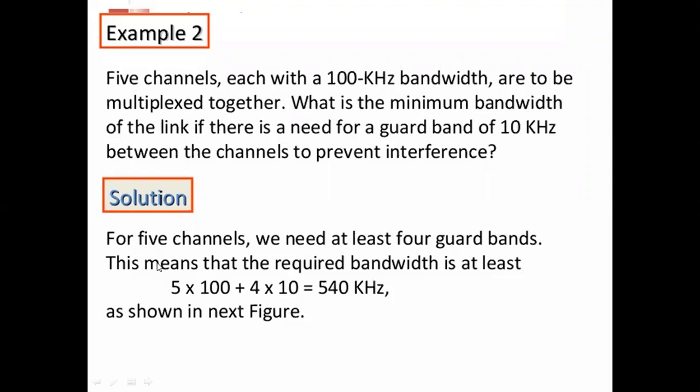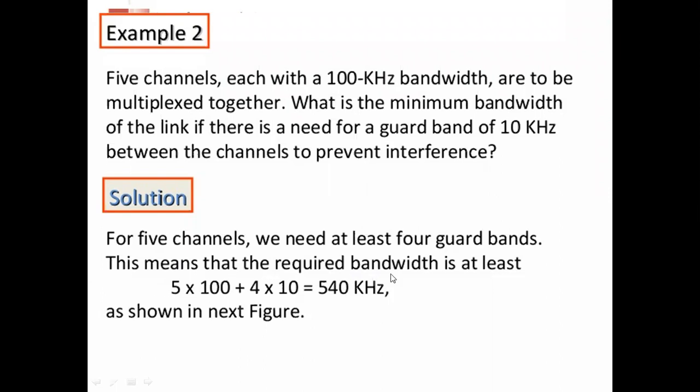So if it is 6 channels, how many guard bands are there? 5 guard bands. The guard band is nothing but the space between the channels. So here it is 5 channels, so we require 4 guard bands. What is the guard band frequency? 10K. Now for 5 channels, we need at least 4 guard bands.